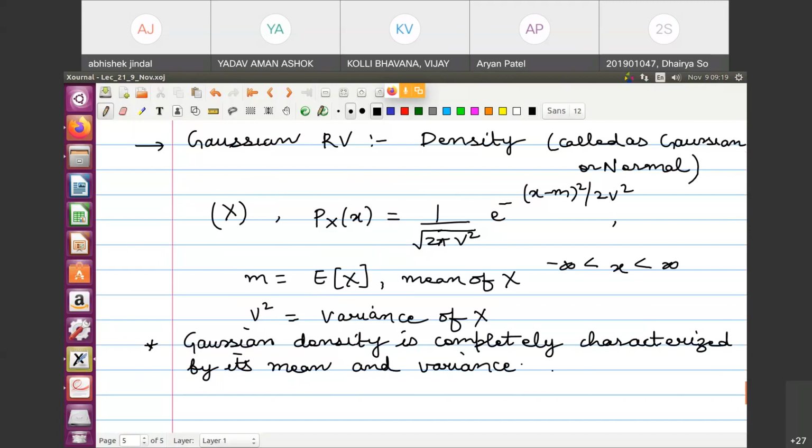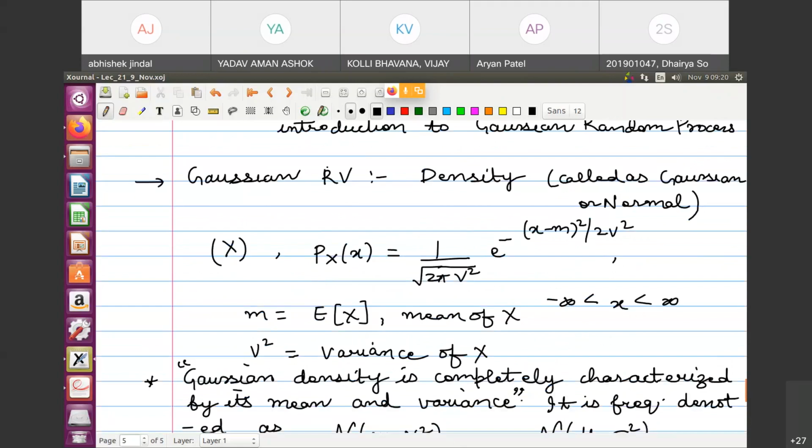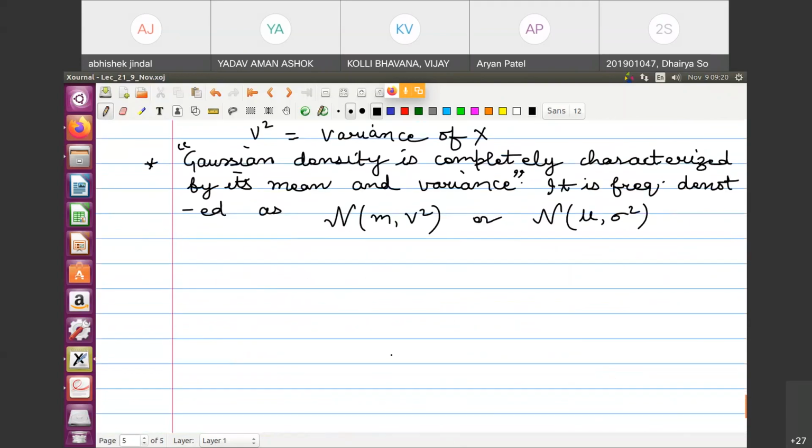Okay. This you must remember. It is frequently denoted as N of m comma v square, or you can say mu comma sigma square. This is just a change of notation. Otherwise, you know that the two parameters are mean and variance. We only need these two quantities to express the full PDF of this random variable. That is the beauty. You only need two.